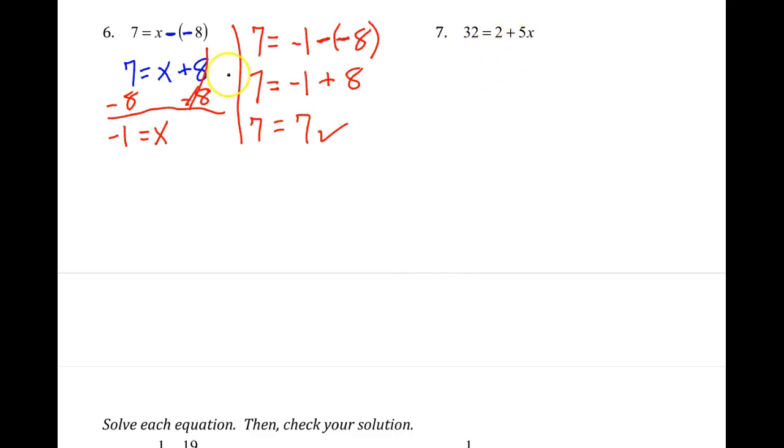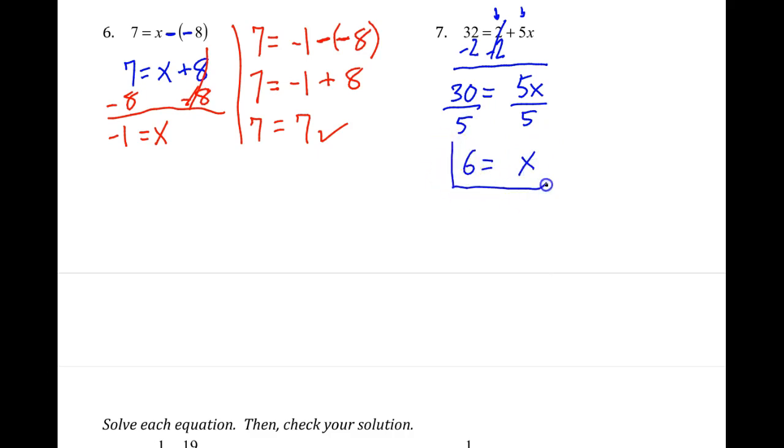We have a two-step on number 7. So start with the addition subtraction of subtracting 2 on both sides, and then we can divide by 5 on both sides. Start by subtracting 2 on both sides. 30 equals 5 times what? So 5 times what is 30? Divide both sides by 5. We'll get 6 equals x.